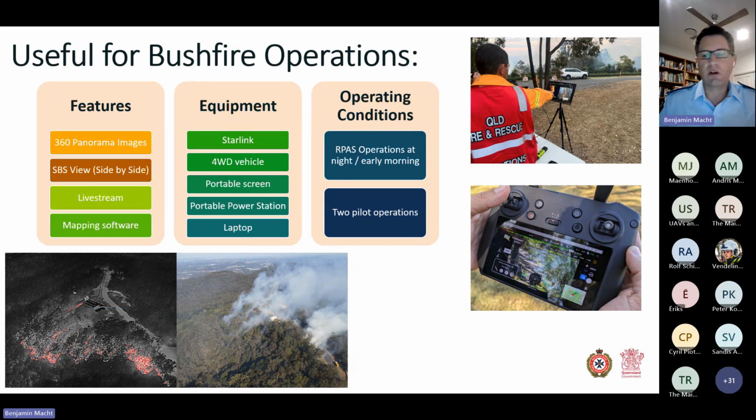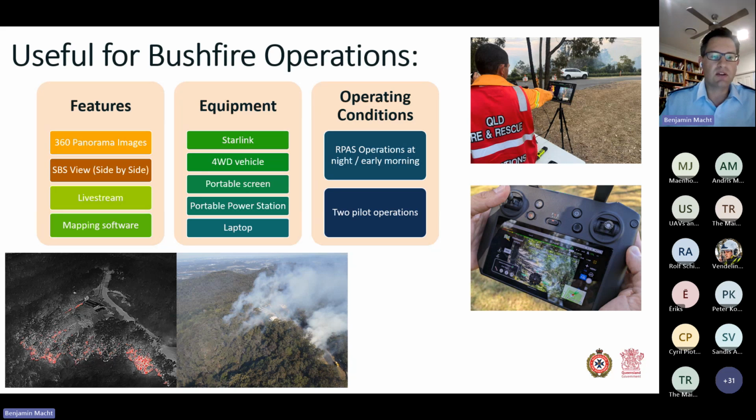We can brief ground crews on the current situation of where the fire is located and other information that is important. So there's some really, really good features that we use on a very regular basis when we respond to bushfires. What equipment do we find very useful? And I think you all agree with me that the Starlink is obviously a great addition available to us now for some time, specifically in rural, remote areas where reception is not very good or non-existent.